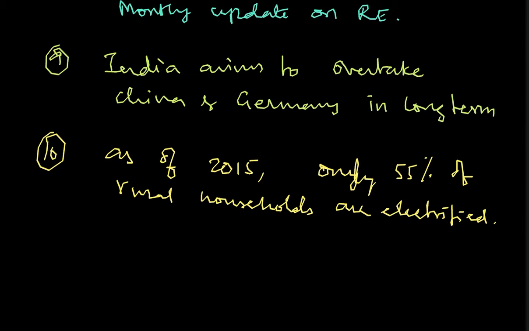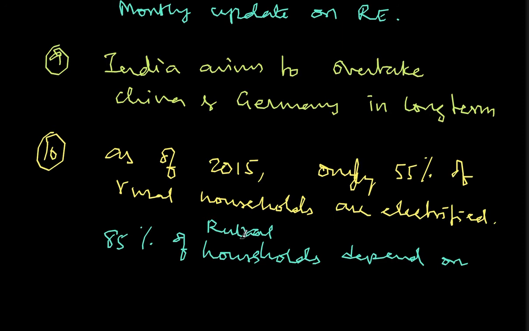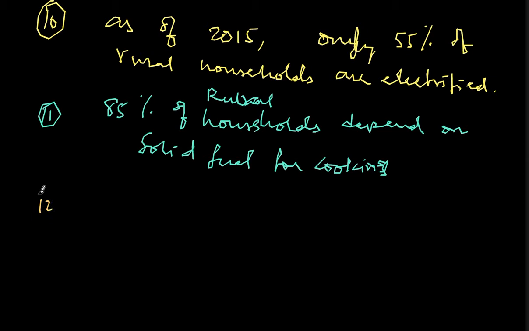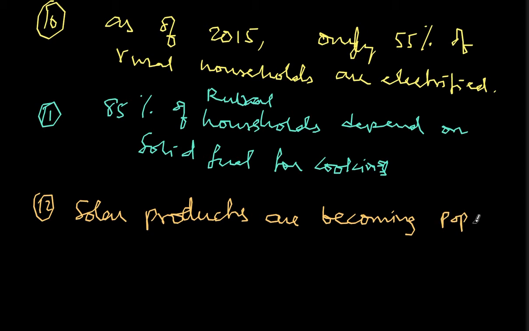Adding to this point, 85% of rural households depend on solid fuel for cooking. This 85% of rural households actually use sticks coming from the forest and so on for cooking purposes. So that is another point. How do we address this? The way we address this is through solar based things. As a result, solar products are becoming popular in rural households.